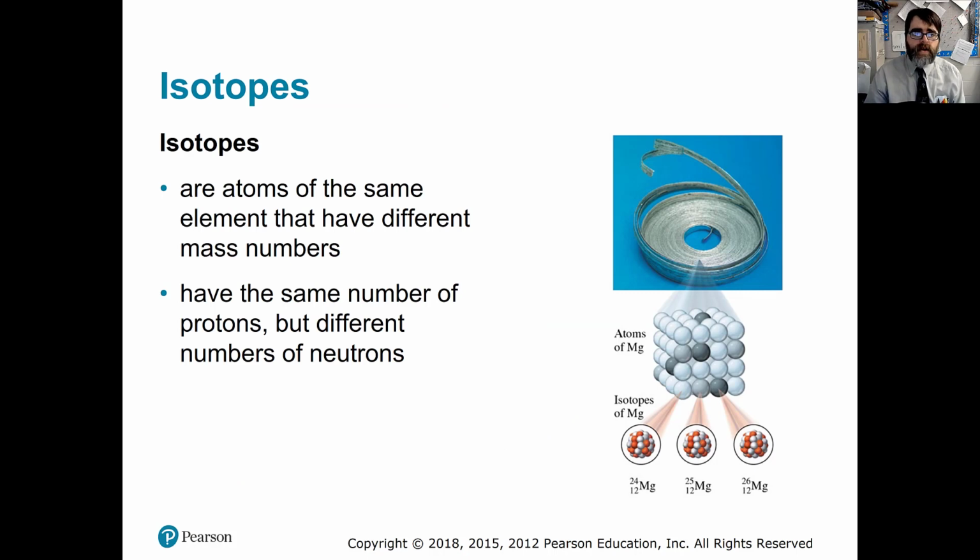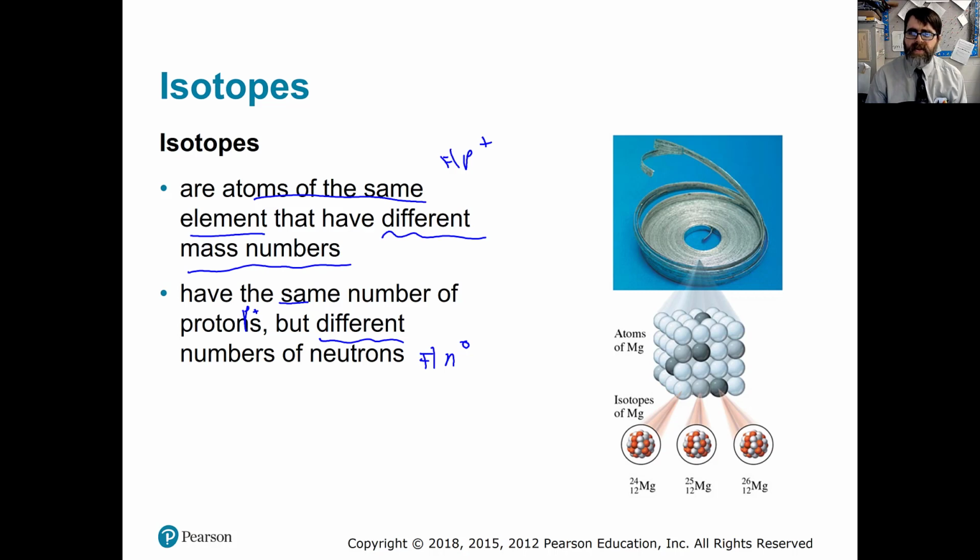So, isotopes are atoms of the same element, which means, of course, that they have the same number of protons, but have different mass numbers. And if they have different mass numbers, then as I just mentioned, same number of protons, but different number of neutrons. So this here is magnesium ribbon, fun metal to play with.